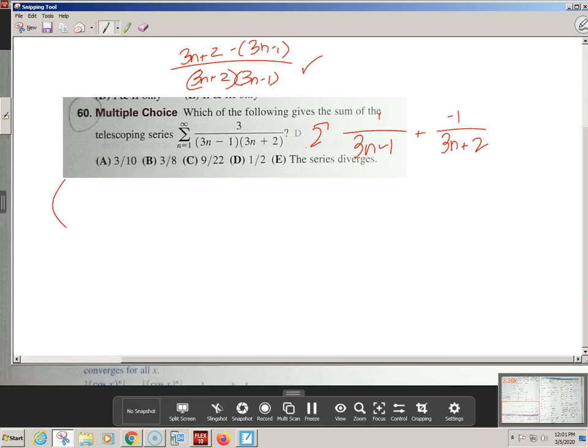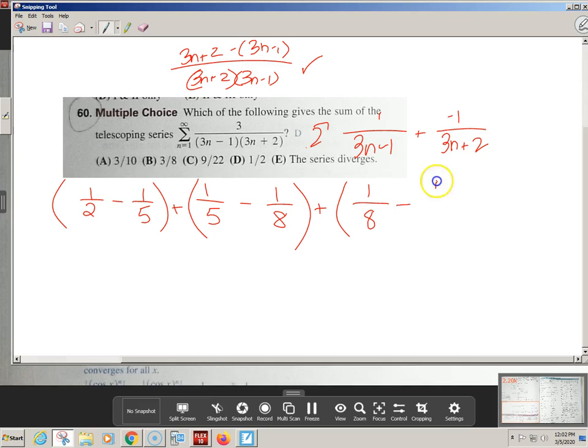So plugging in 1, I would end up with 1 over 2 minus 1/5. This is going to be a little messy. Plugging in 2, I end up with 1/5, or maybe not so messy, minus 1/8, plus plugging in 3, 1/8, oh, not that bad after all, and then minus 1/11. I think I see the pattern. And then I get plus minus.